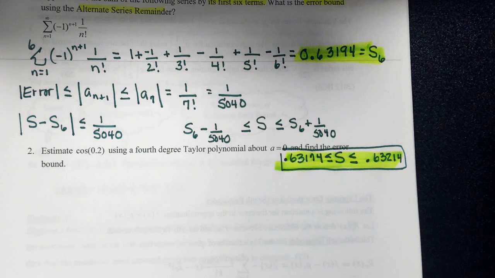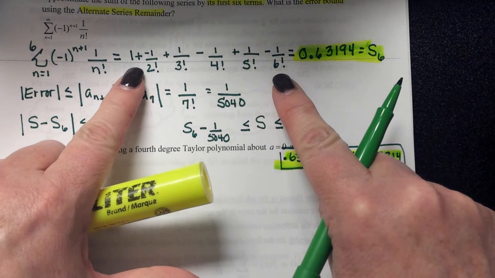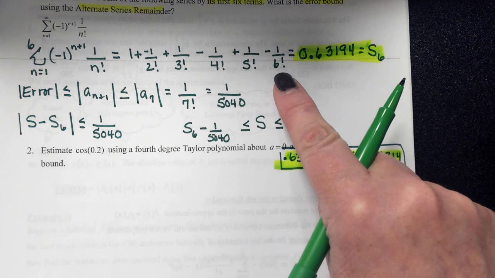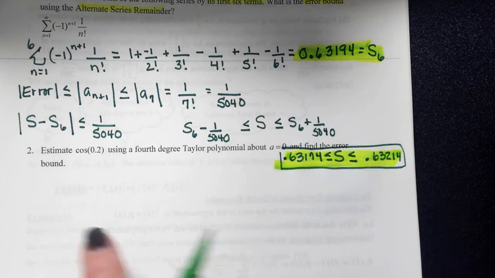Okay. So any questions on that particular example there? The big thing about the alternating series error is whatever you generate your Taylor-Maclaurin polynomial out to, it's going to be the next term that's not included in that particular estimation. So let's take a look at example 2.